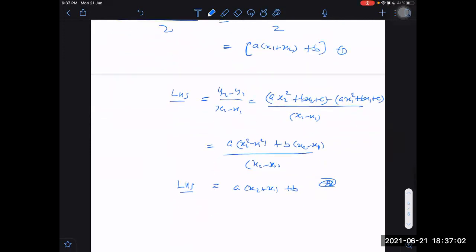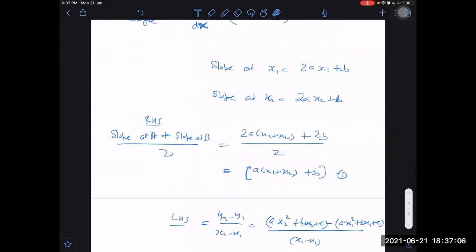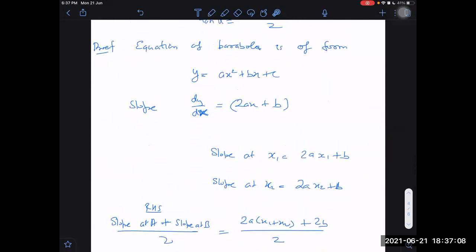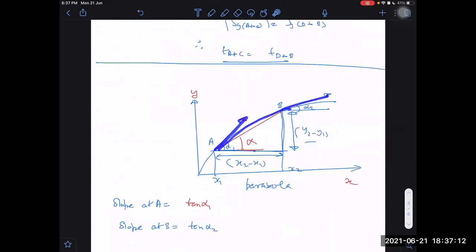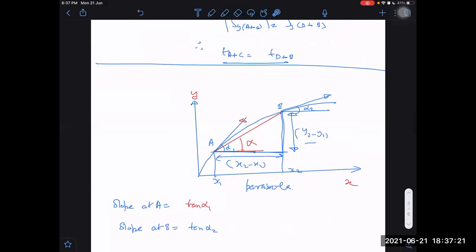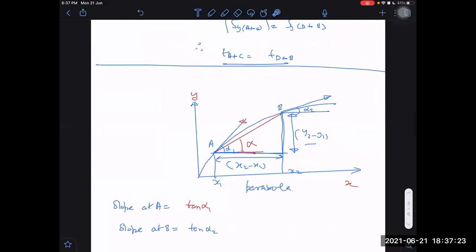Same. Only for parabola this will be valid. So it is interesting that in a parabola, if I take the slope at two endpoints, then the average slope between those two will be the same as the sum of the slopes divided by 2. Okay. This is only for parabola.